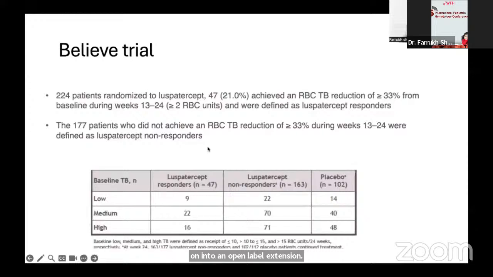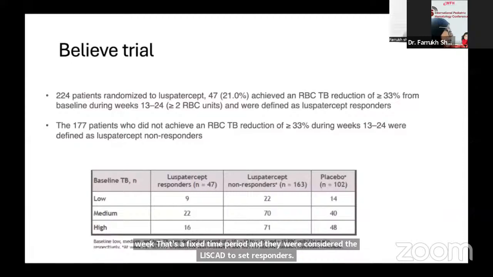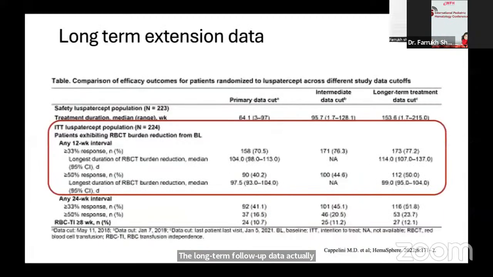In the BELIEVE trial, the results initially looked really quite disappointing in that out of the 224 patients that were randomized to luspatercept, only 21% achieved transfusion independence between week 13 and week 24. That's a fixed time period, and they were considered the luspatercept responders. The long-term follow-up data actually shows really quite interesting data.